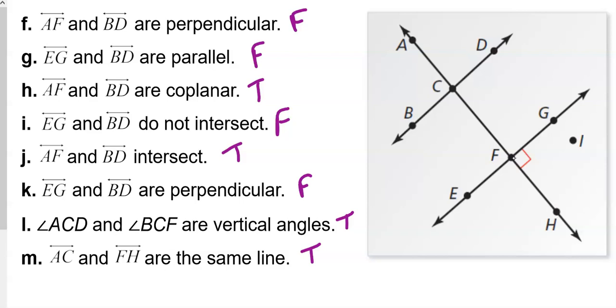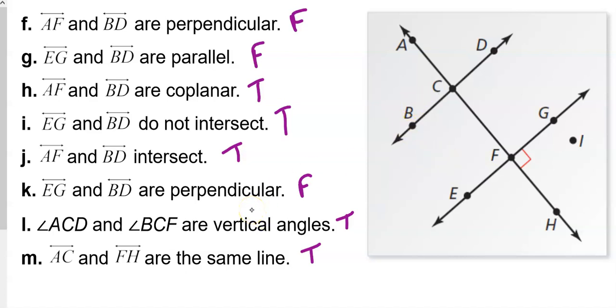EG and BD do not intersect. Actually, that should be true. They do not intersect. EG is here, and then we have BD here, and they don't intersect. Okay. AF and BD do intersect, true. EG and BD are perpendicular, and that is false.